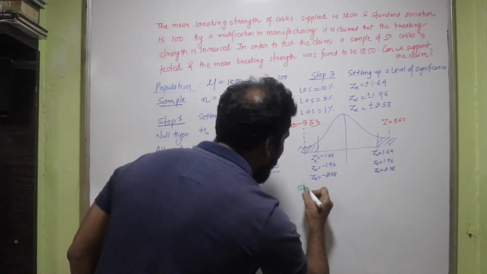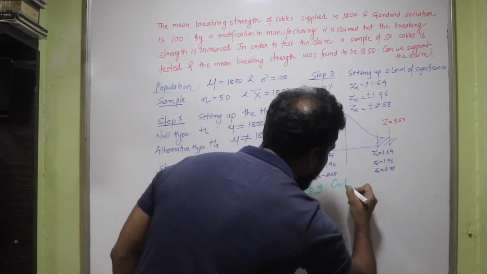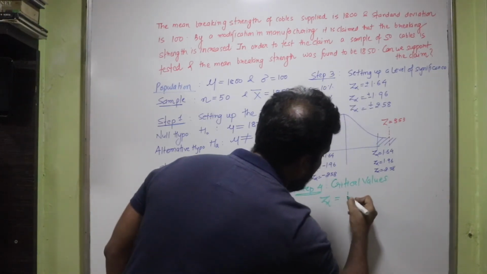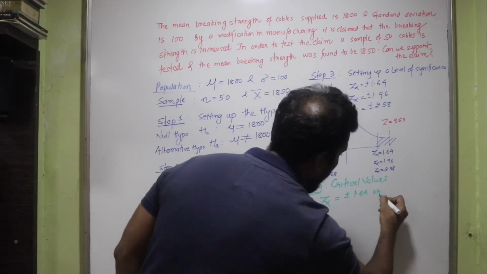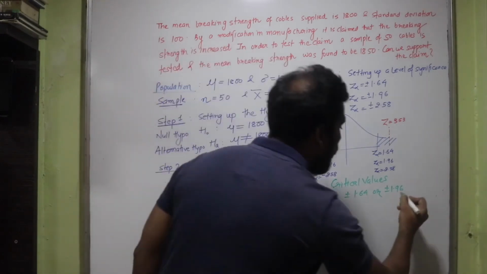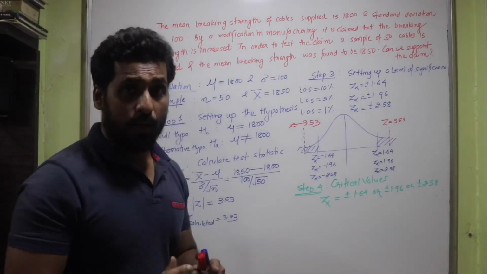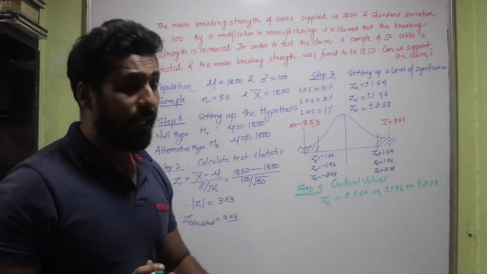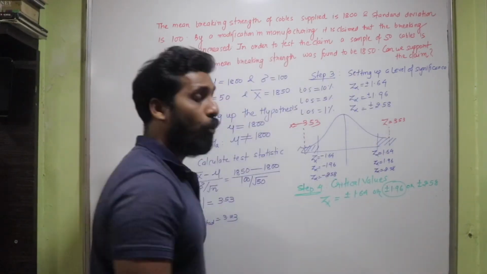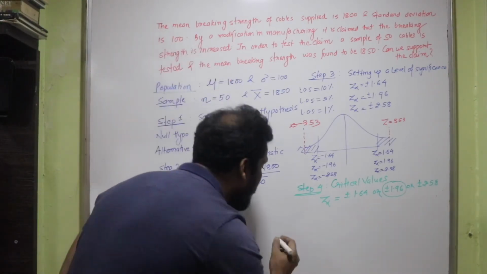Step 3. Step 4 was to get the critical values, isn't it? So we write the critical values, denoted by Z alpha. So it is plus and minus 1.64 for 10%, or plus and minus 1.96 for 5%, or plus and minus 2.58 for 1%. So whatever question is given to us, accordingly the level of significance and the critical values will be selected. So if I select 5%, this is the value 1.96, isn't it? So step 4 is done, and finally I'll write step 5, which is the decision making step.